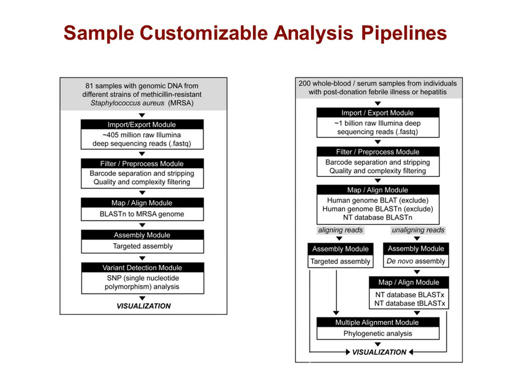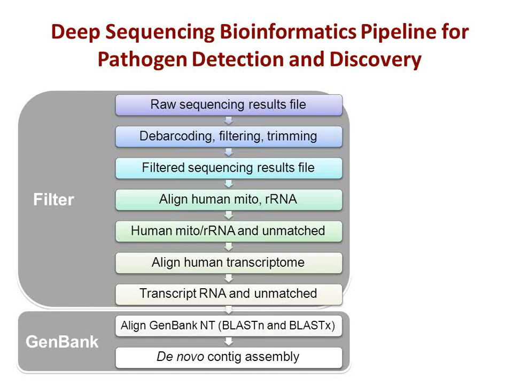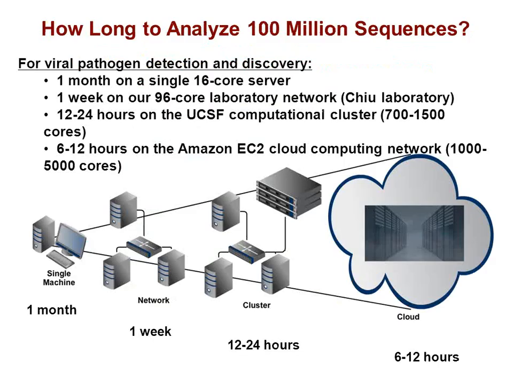And they can generate these pipelines. One pipeline might be to align things against MRSA to resequence MRSA. Another pipeline might be to look for new viruses in hepatitis. So different applications. We actually have one for pathogen detection and discovery. It's listed here. We went over that yesterday.